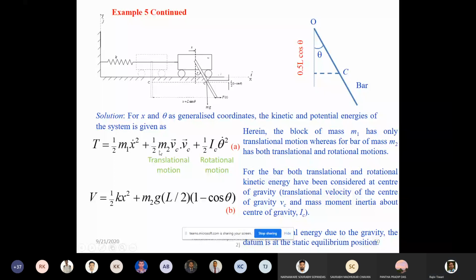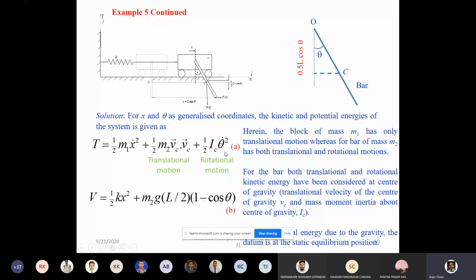So 1/2 m2 velocity square. So here, velocity of the center of gravity of the bar. So Vc is this. So center of gravity of bar C is here. So we want to find out what is the velocity of that when the car is moving and this is swinging. So that will give us the translational kinetic energy. Then due to the swing, there will be additional kinetic energy. So IC is the polar moment of inertia about the center of gravity, and theta dot is the angular velocity square. So this is the rotational motion kinetic energy.